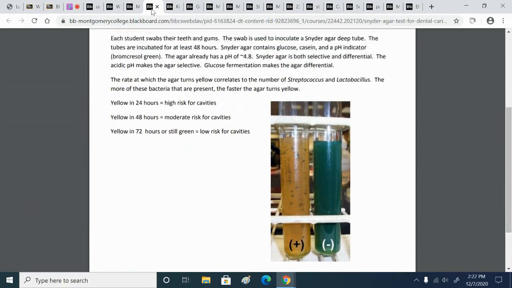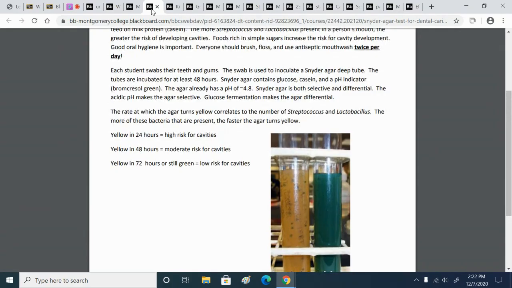So any questions on the Snyder agar? It would have been so fun to do all of your teeth, but we can't do that this semester. Now the particular Streptococcus species is Streptococcus mutans. And so it's the primary cause of cavities, Streptococcus mutans.